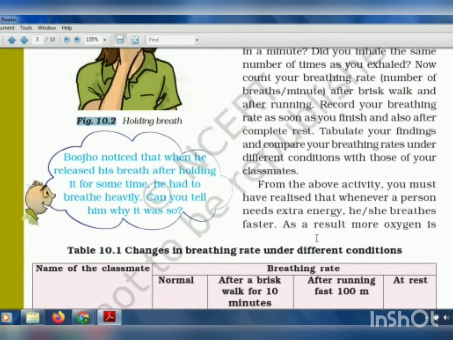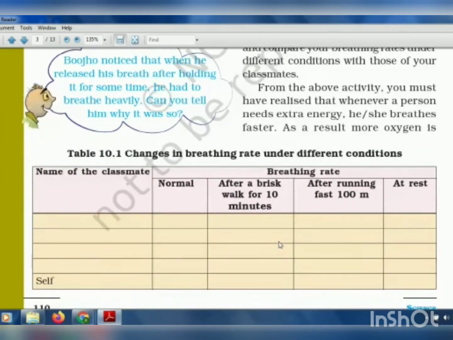So from this activity, you will come to know that your breathing rate is not the same in all situations, at all conditions. When you are normal, when you come after a brisk walk for 10 minutes, after running a 100 meters race, or when you are at rest, in all these different situations your breathing rate is different, because the requirement of oxygen is different.